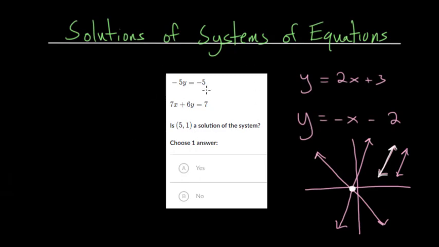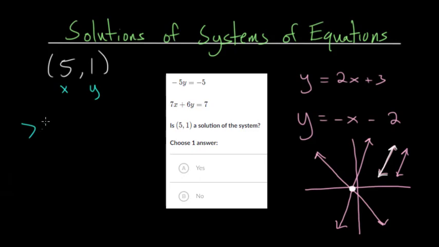We're given in this problem these two equations, minus 5y equals negative 5 and 7x plus 6y equals 7. And we're asked, is this point 5, 1 a solution of the system? So we have to test this point 5, 1. Remember, the first value is the x value and the second one is the y value. If this is a solution of the system, then when we plug it into each of these equations individually, we should get back something true. If we get something back that's nonsense, then we know for sure that this is not a solution of the system. So let's plug it into this bottom one first.